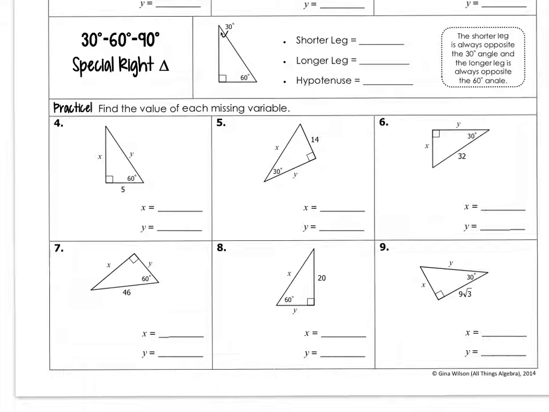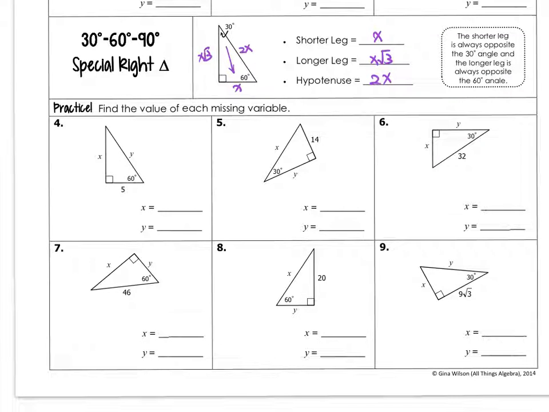Another special right triangle is 30, 60, 90. So if I have this side, I'm going to call it x, and this would be 2x, and this would be x root 3. For 30, 60, 90, the side opposite the 30-degree angle, which is the shorter leg, if we let that equal x, then immediately my hypotenuse is 2x, and my longer leg is x root 3.